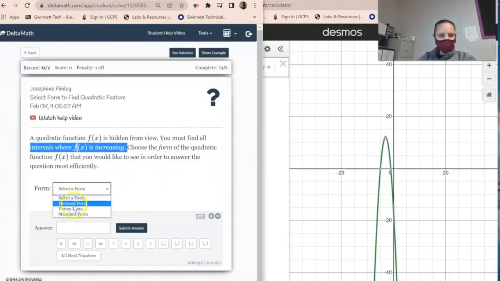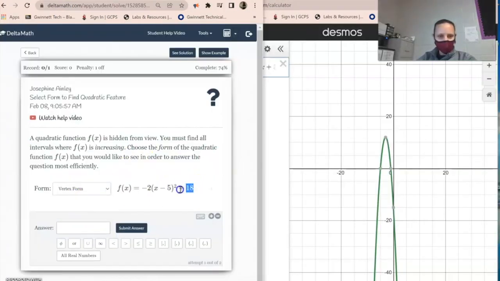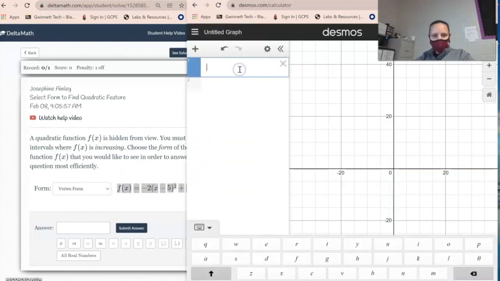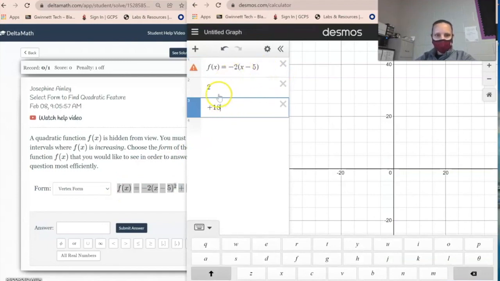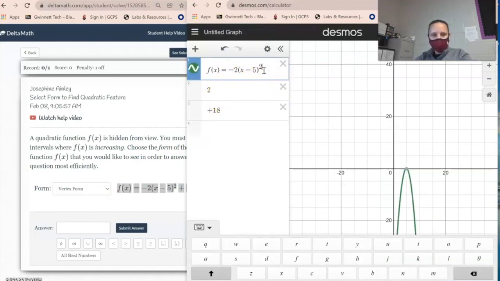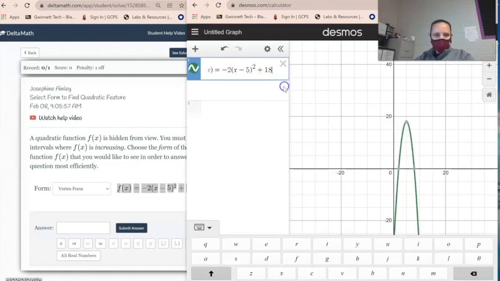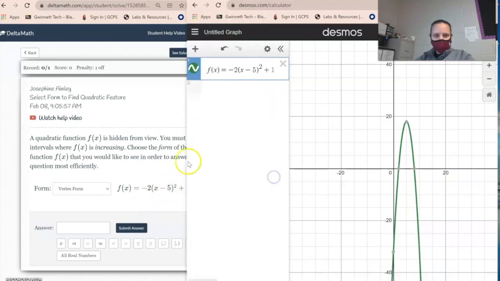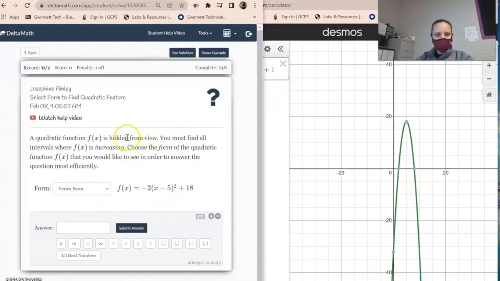Form doesn't matter. So I did factor before. Let me do vertex this time. Again, Control C, and then Control V. Then make sure it copied what it needs to copy. So go ahead and fix what needs to get fixed. Double check that it is what it is on there. It is. Now I'm looking for when it is increasing. So if I start right here, what's happening to the graph? It is going up. It gets to the top, and then what happens? It starts going down.